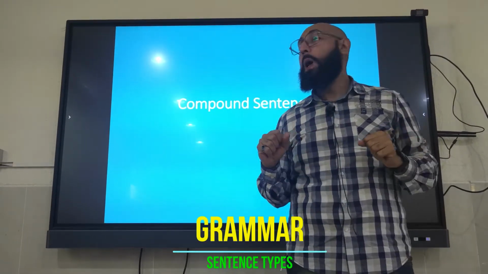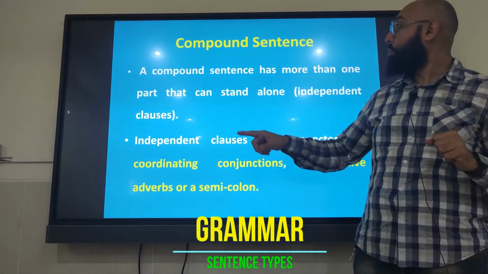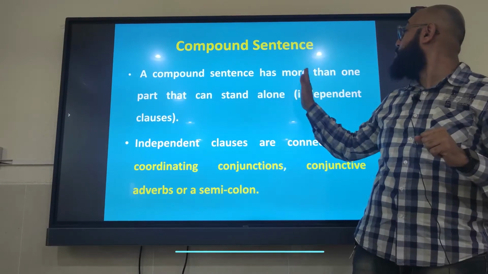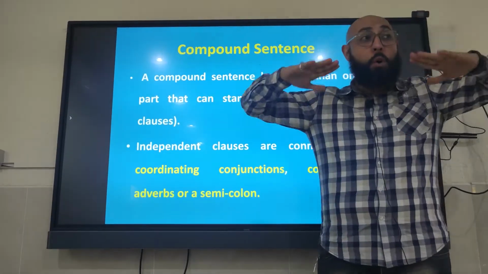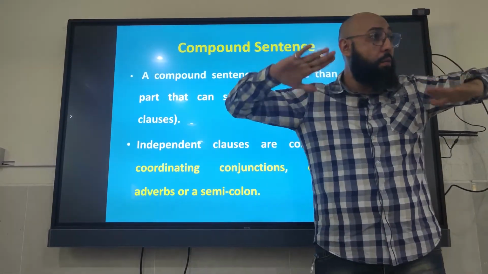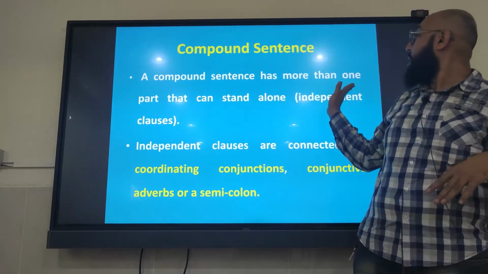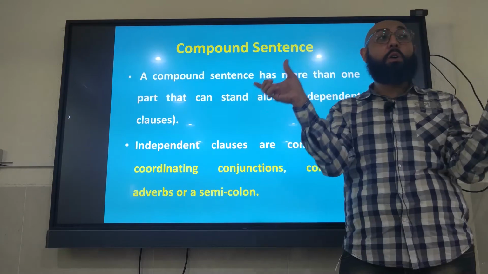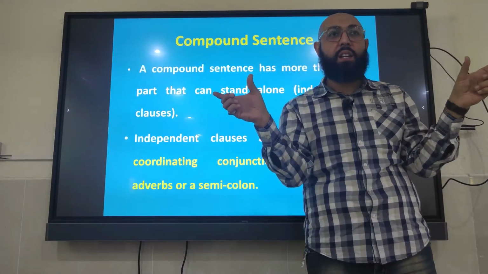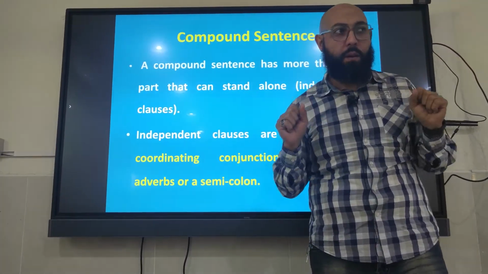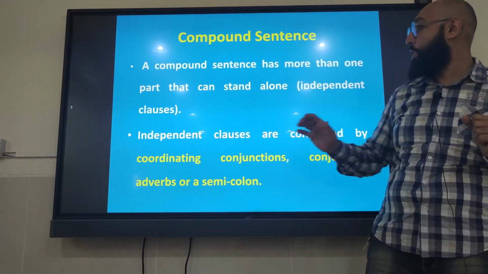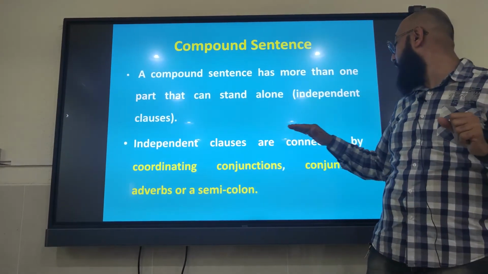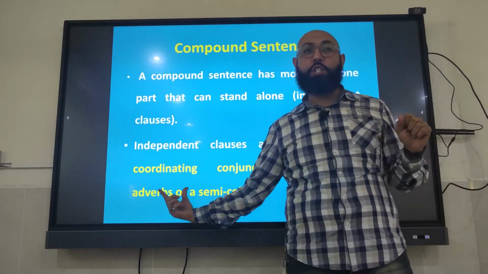Got it? All right, so let's see. A compound sentence has more than one part, all right? Then one part can stand alone. Each one can stand on its own, all right? That's typical of the independent sentence. Look, independent clauses are connected by coordinating conjunctions.